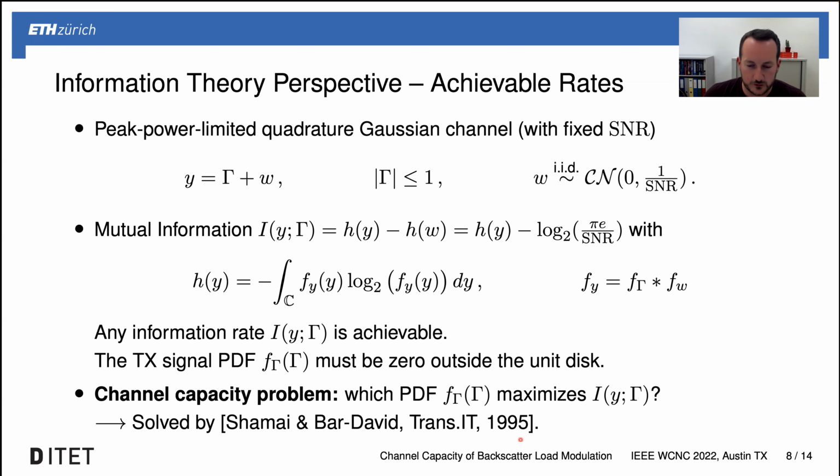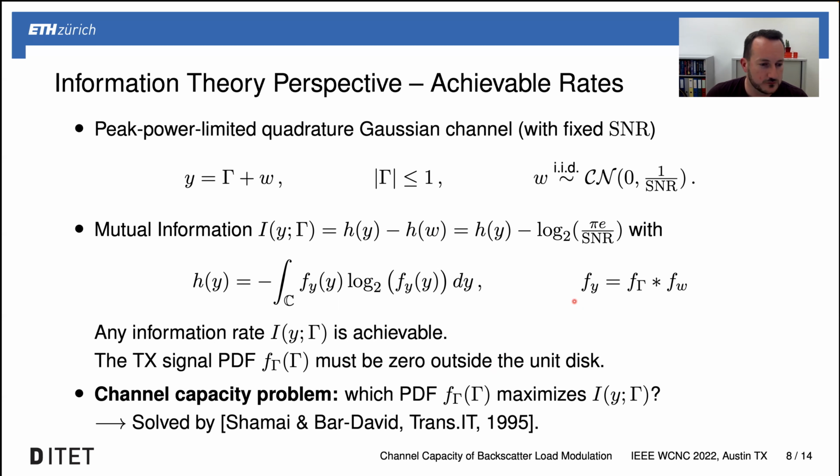Fortunately, this has been solved quite a long time ago by Shamai and Bar-David in 1995. And I will just give you the quick version here. They figured out that the PDF is supported on a finite number of concentric circles in the complex plane inside the unit disk. The unit circle is always a part of it. So we have concentric circles, uniformly distributed phase on every circle. And you have to determine the circle radii, the circle probabilities, and the number of circles with numerical optimization.